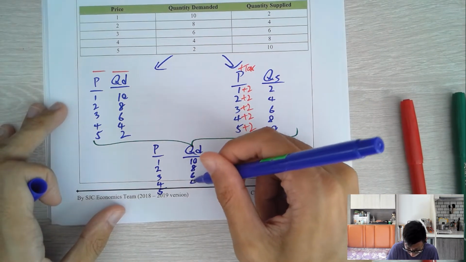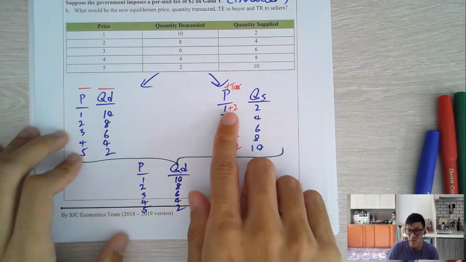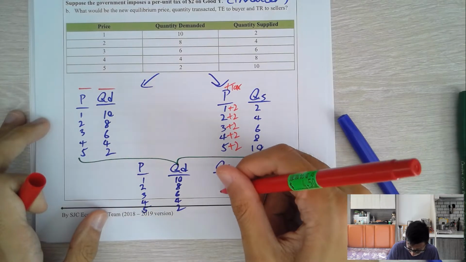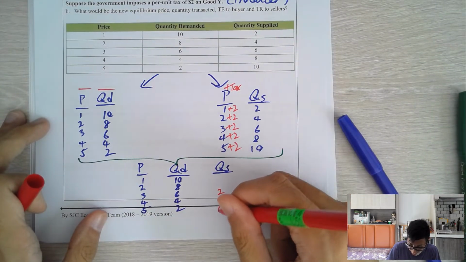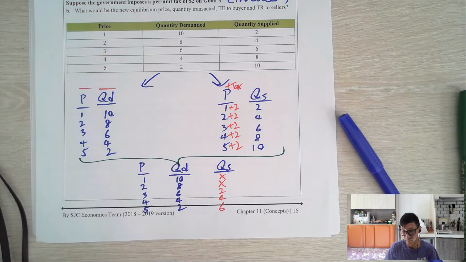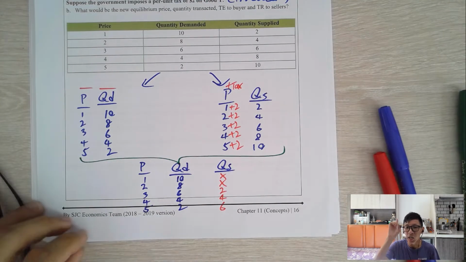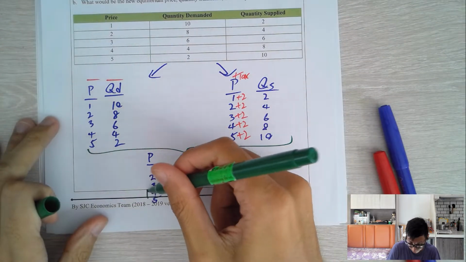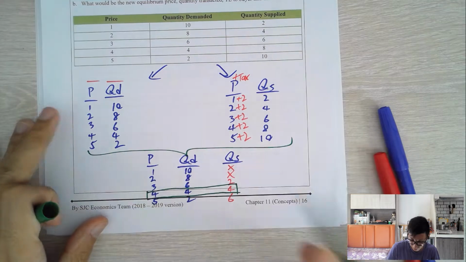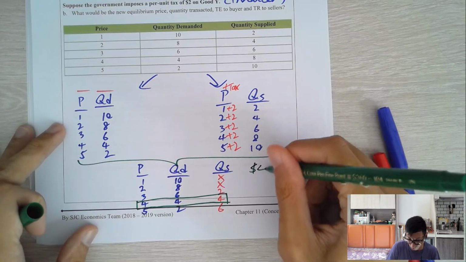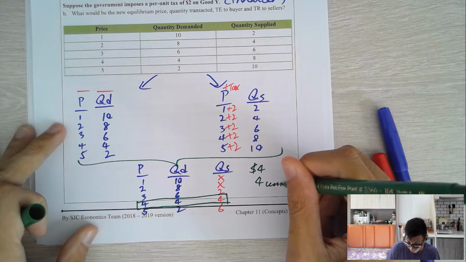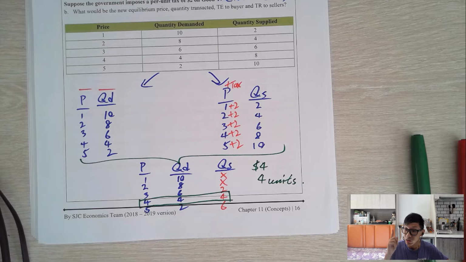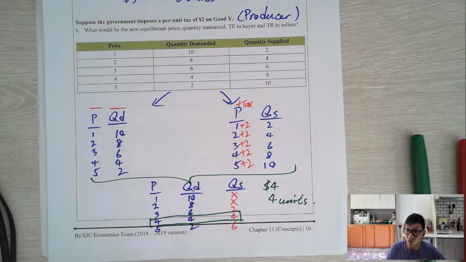8, 6, 4, 2. 小心啲咯。This time, $3, 2 units. 4, 6. You will see the new equilibrium would actually become this guy. Okay, becomes $4, 4 units. 得唔得？So this is how you reconstruct the table.